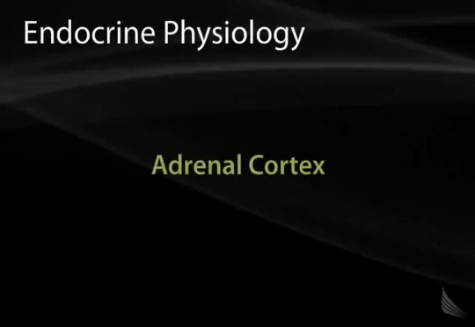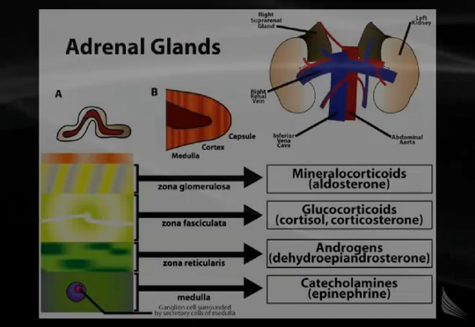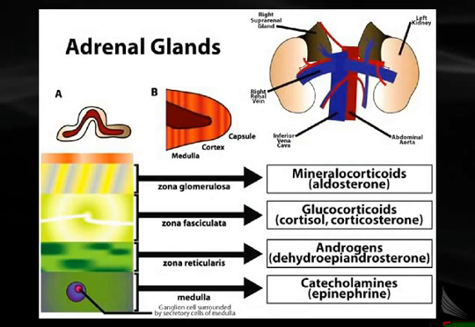So in this section, we'll cover the regulation of the adrenal cortex. The adrenal glands sit on top of the kidney and have both the cortex and the medulla. The cortex is divided into three zones: zona glomerulosa, which secretes aldosterone; zona fasciculata, which secretes glucocorticoids; and zona reticularis, which secretes androgens. Underneath the cortex is the medulla, which secretes catecholamines, and we'll cover the adrenal medulla in a separate section.